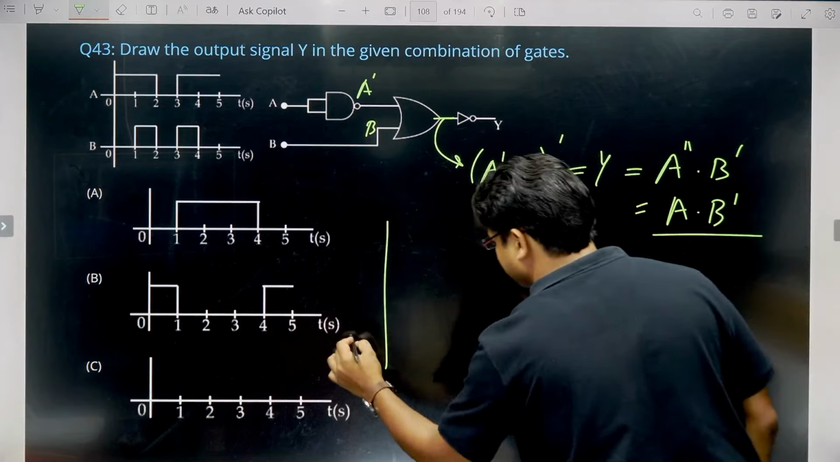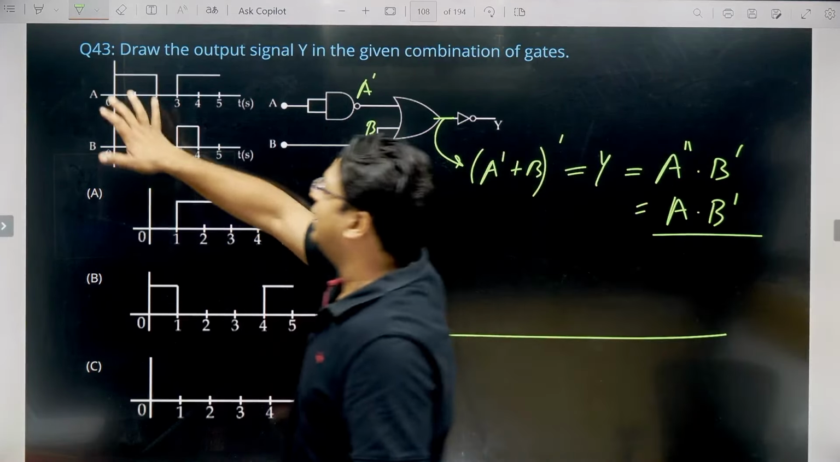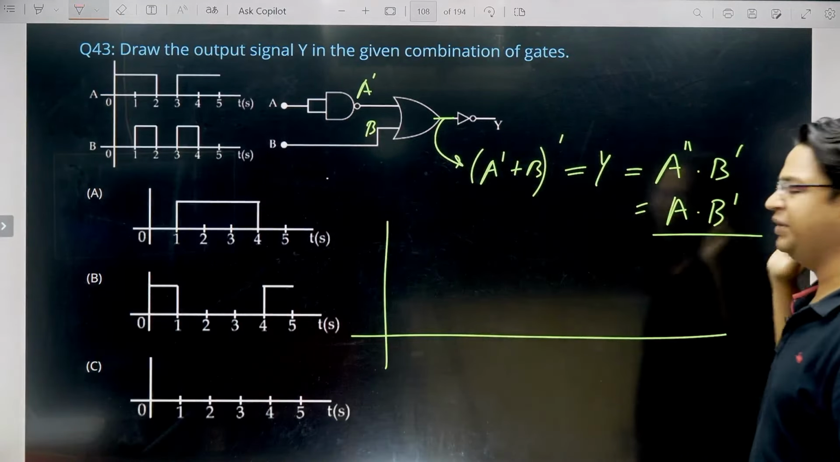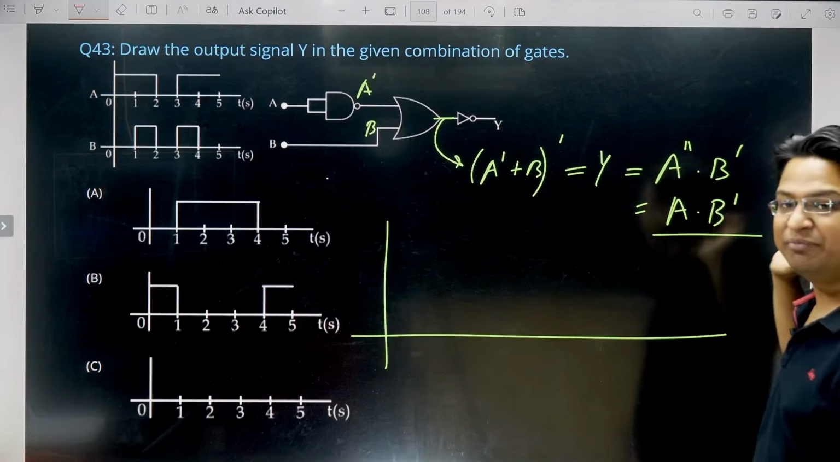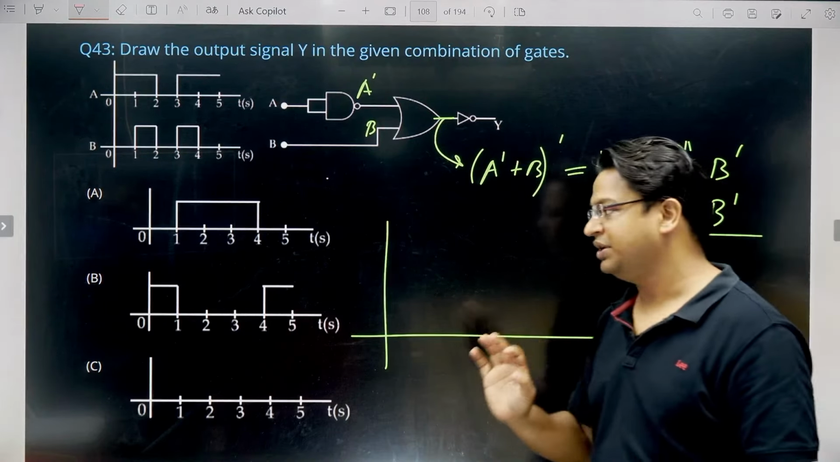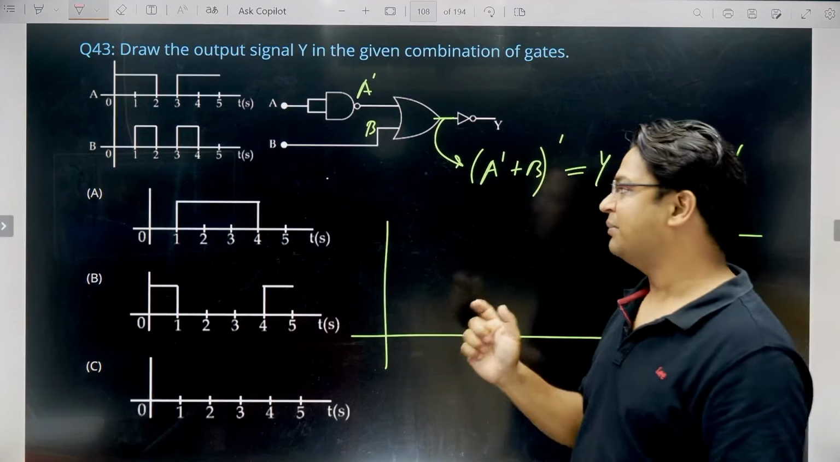Now let me make a table here and I will try to see what kind of output I should be expecting. See, if B is 1 anywhere, B complement will become 0 and Y will become 0. So let me first check where B is 1. Wherever B is 1, I'm going to get a 0.